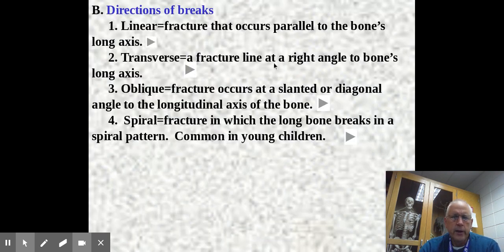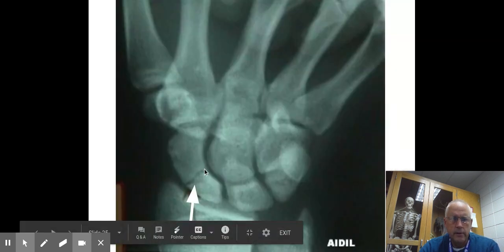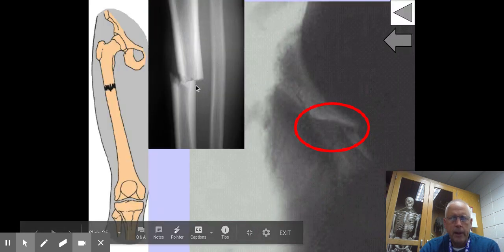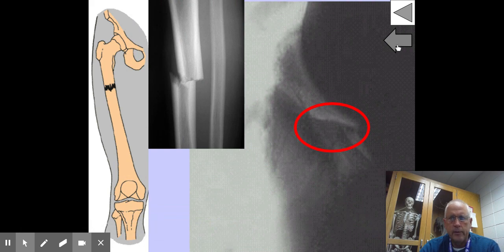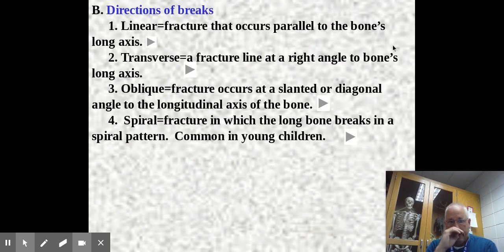Okay. Transverse is a little more common, a little bit of a right angle to the bone. You can see right there, there's a broken wrist. Okay. A little bit more of a right angle type of thing. Going back to the nose, you can see that's a pretty common fracture we see. Okay. Oblique occurs at a slant or a diagonal. Not as common.